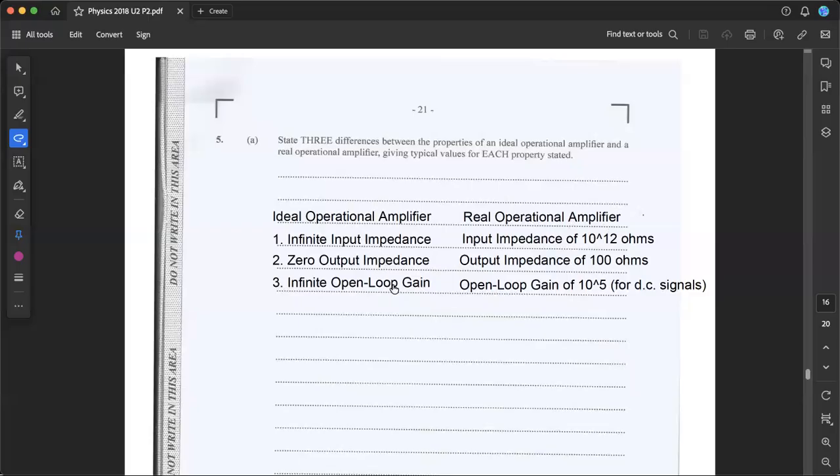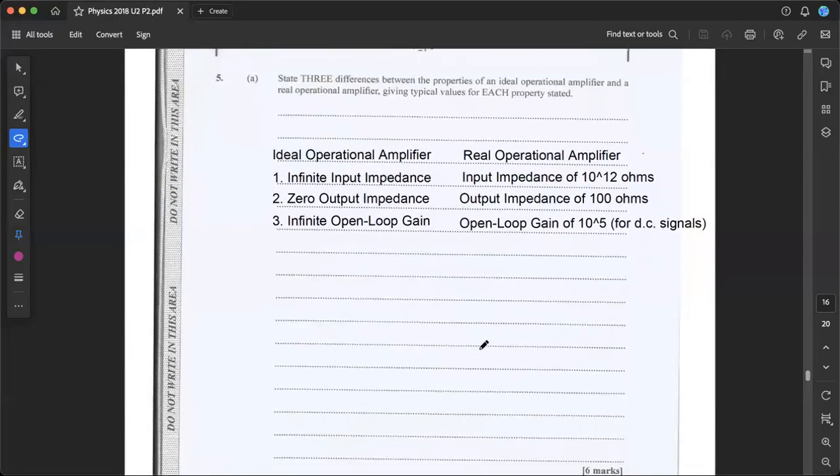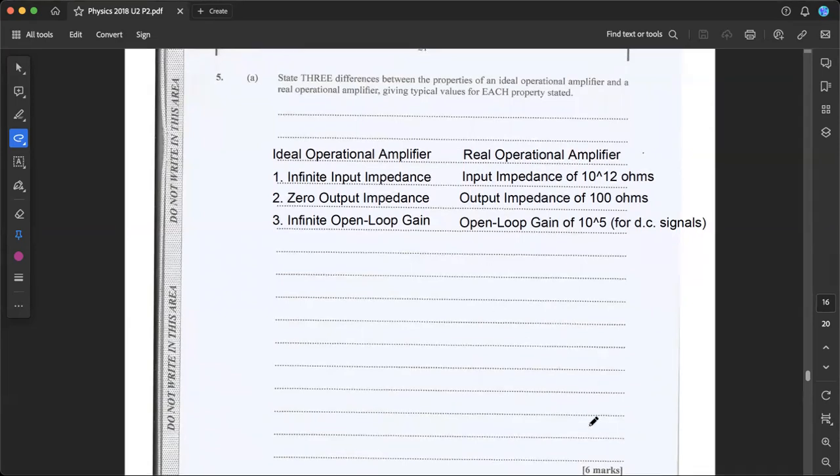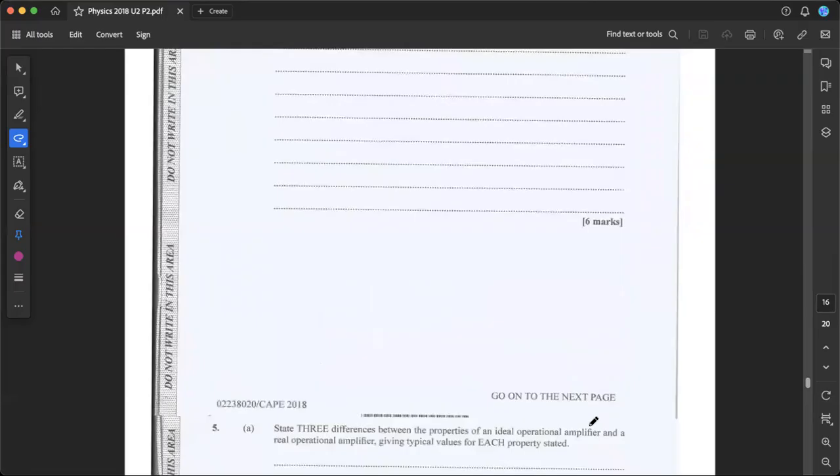Now, in the case of open loop gain, for the ideal operational amplifier, that would be infinite. But in the real case, we see an open loop gain of around 10^5, and that's for direct current signals. All right, so that's that for 6 marks. We've listed 3 properties, and we stated how they are in the ideal case and how they are in the real case. And so we'll be good for that 6 marks right there.